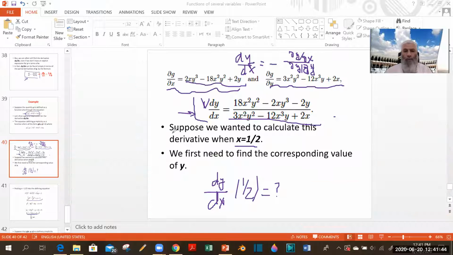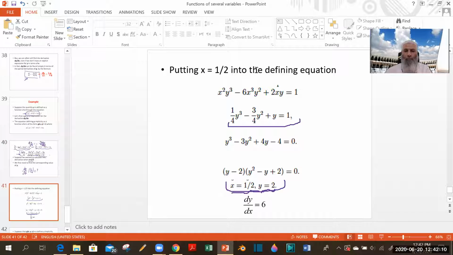Yes. Suppose we wanted to calculate this derivative when x equals 1/2. So we will substitute x equals 1/2. We first need to find the corresponding value of y. At x equals 1/2, what is the value of y? We will calculate it by putting x equals 1/2 into the defining equation, x squared y cubed minus 6x cubed y squared plus 2xy equals 1.